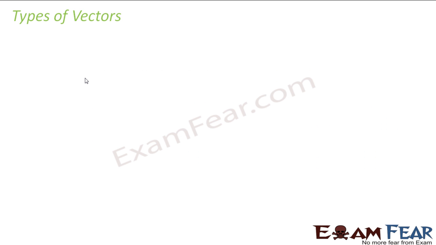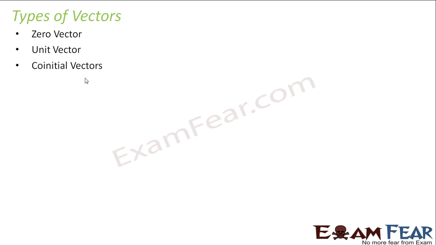Now let's understand the various types of vector. The types of vector which we are going to study are zero vector, unit vector, coinitial vectors, collinear vectors, equal vectors, negative of a vector, and free vectors.